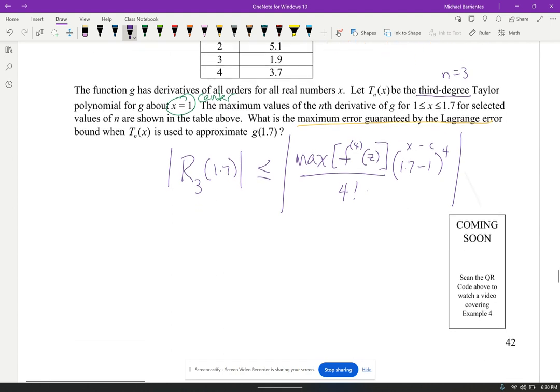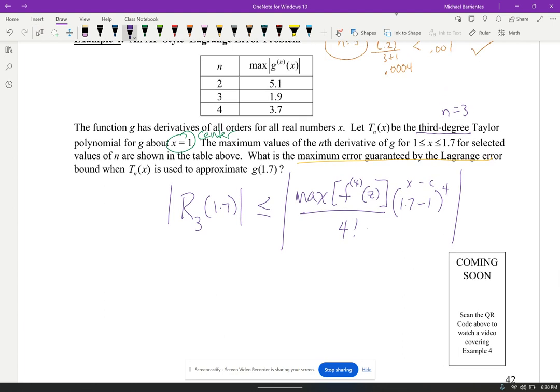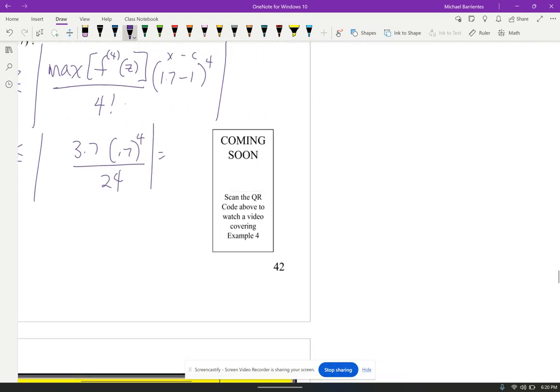And if this is what the formula says, and I can find the maximum value of the fourth derivative at any z value between 1 and 1.7, well then that would be 3.7. So this thing is less than or equal to the absolute value. The maximum value it could be is 3.7 times, if you subtract this, I get 0.7 to the fourth, divided by 4 factorial, which is 4 times 3 times 2 times 1, that's 24. And if I can figure this out, then I'm in business. Well, you have a calculator. I have a calculator. We have a calculator. So let's figure it out.